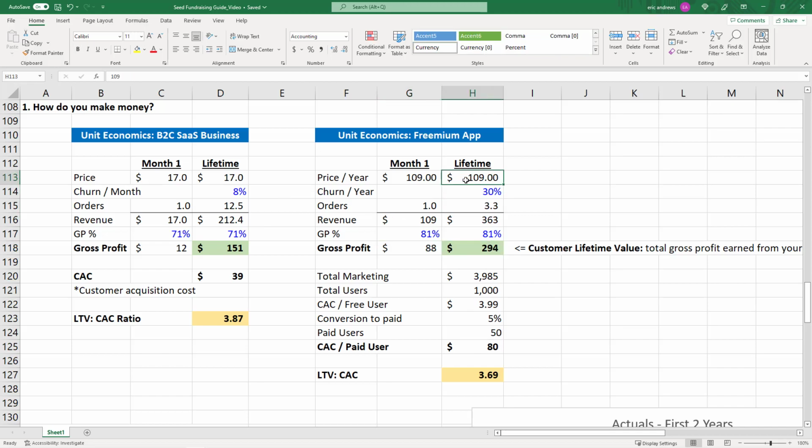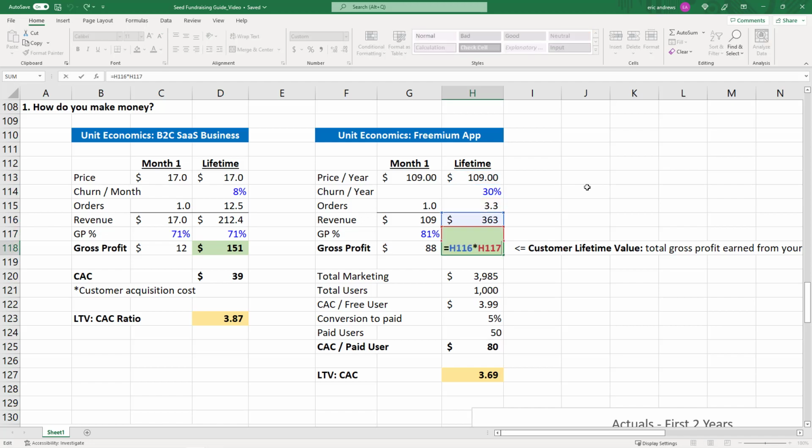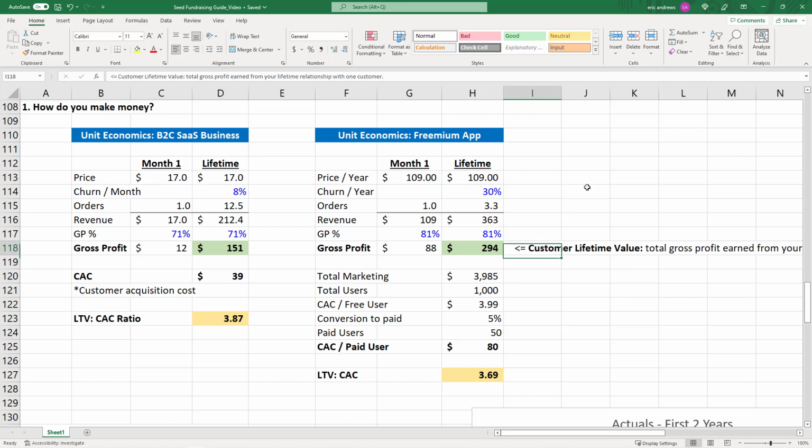So we know that this product is actually an annual subscription, and after 1 year, 30% of people cancel. So our churn rate is 30% per year. 1 divided by 30% is 3.3 years. Our lifetime revenue is $363 on average. Lifetime gross profit is $294, and so that's your customer lifetime value. Your total gross profit earned over your lifetime relationship with one customer. Okay, so now the question is, how much did we spend on marketing to make that $294? So we're saying that we spent $4,000 on marketing to get 1,000 users.